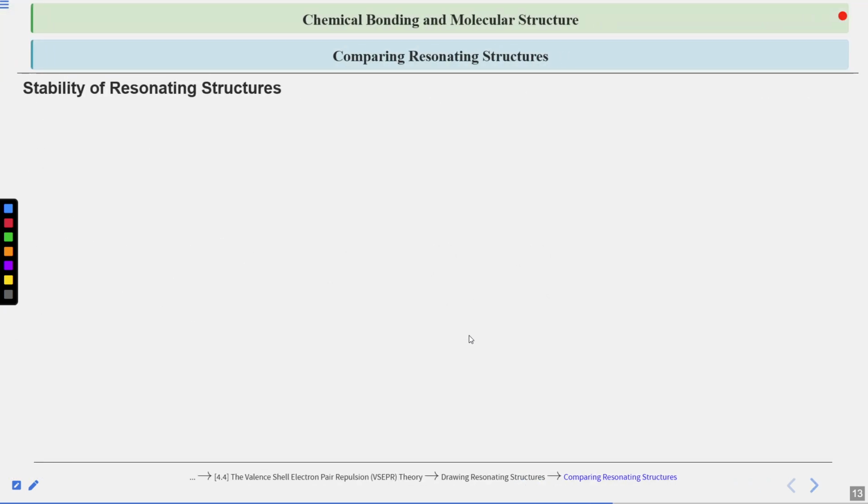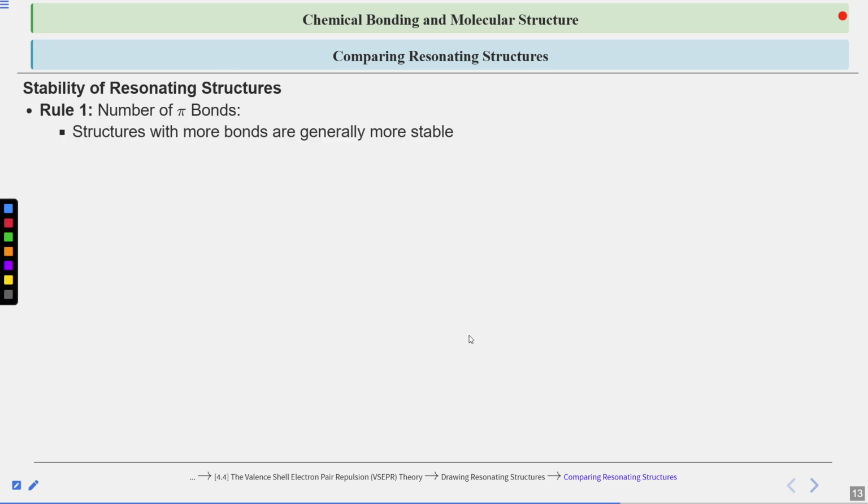So our next focus would be comparing the resonating structure. We are now dealing with the stability of resonating structure, that how do we compare the stability and what are the parameters that we will see. The first rule is regarding the number of pi bonds. Greater is the number of pi bonds, more stable is the structure.